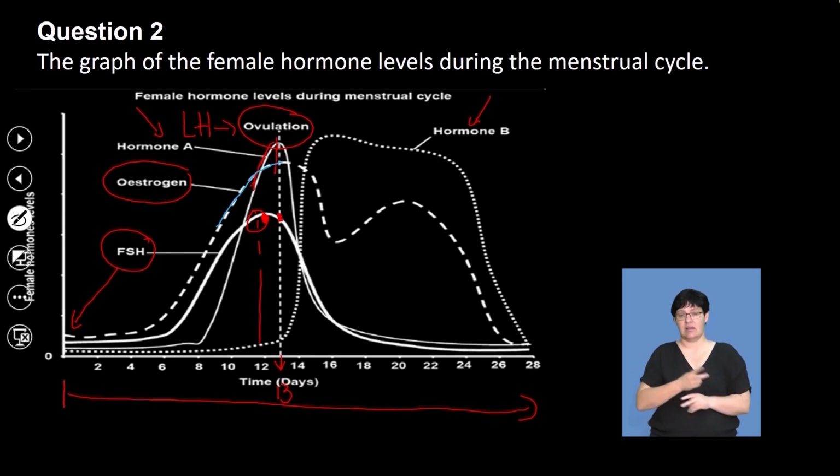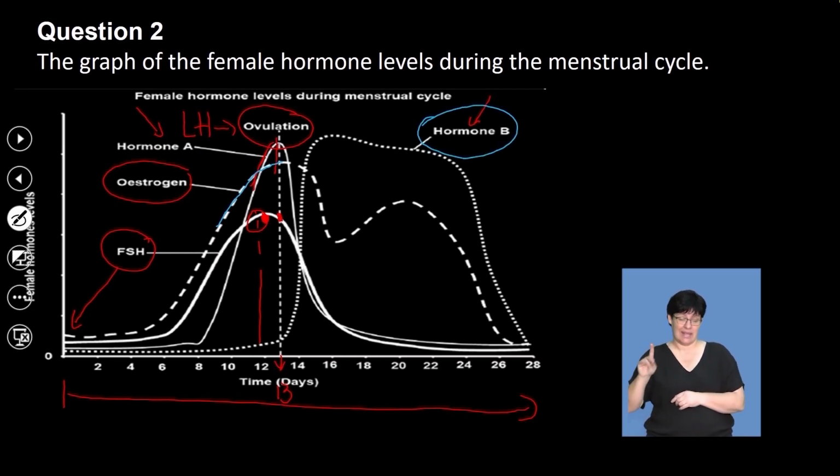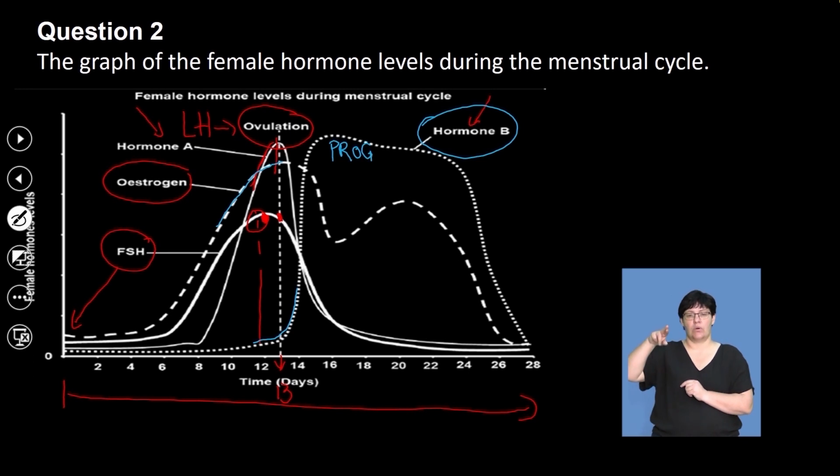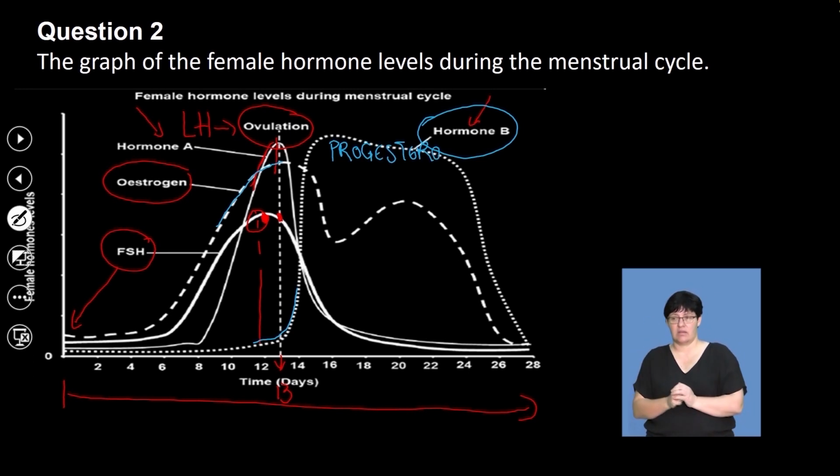And then we see the next two hormones, which are LH, which we've identified, and hormone B, which tends to peak just after ovulation. And we know that this hormone is progesterone. And progesterone is what takes over the role of estrogen after day 14. And we'll look at the function of progesterone. So that's kind of very quickly analyzing the graph. We now need to look at the questions related to this.